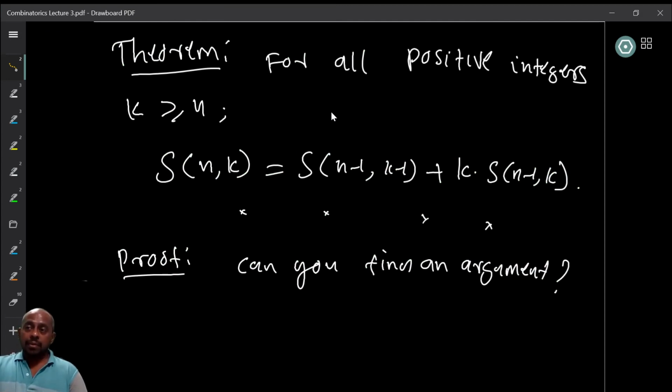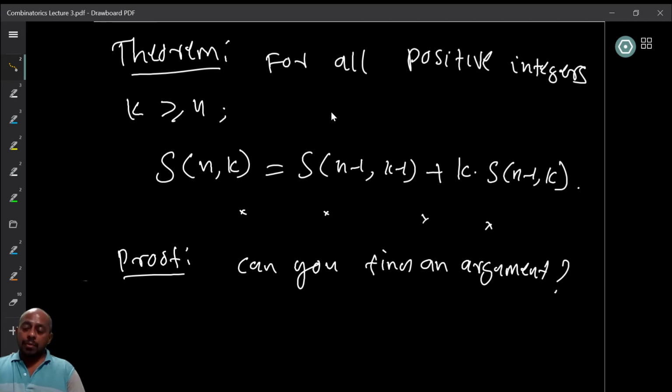Now, before we finish today, let me state a theorem and you think about the proof. The theorem is the following: for all positive integers k greater than or equal to n, the Stirling number of the second kind S(n,k) is equal to S(n-1,k-1) plus k times S(n-1,k). So it satisfies this identity. For every n, k where k is greater than or equal to n, S(n,k) is equal to S(n-1,k-1) plus k times S(n-1,k).